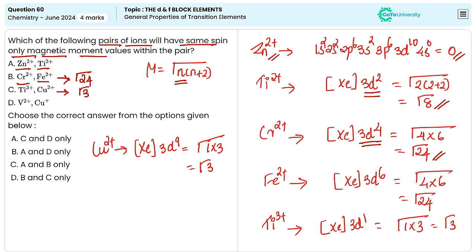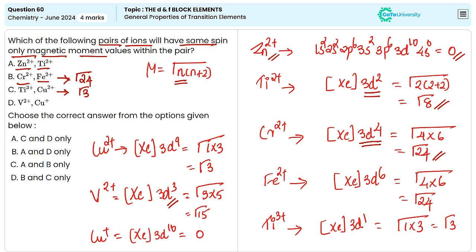And the last one is vanadium 2+ ion and copper + ion. Vanadium 2+ has the electronic configuration 3d3 and the magnetic moment value is root 15. Similarly, in case of Cu+, we can find out the magnetic moment value because the copper + ion has the electronic configuration 3d10. Copper has the configuration 3d10 4s1. Now, due to the absence of unpaired electrons, it has zero magnetic moment.